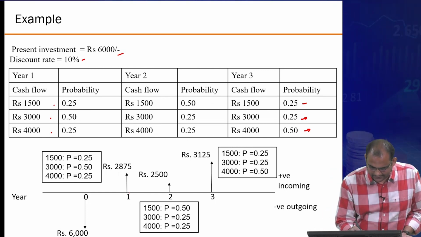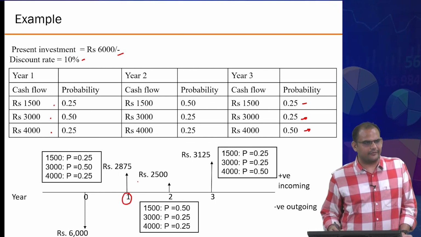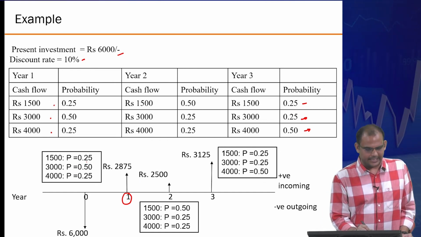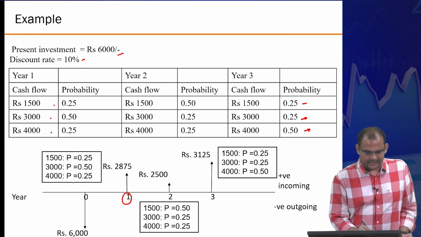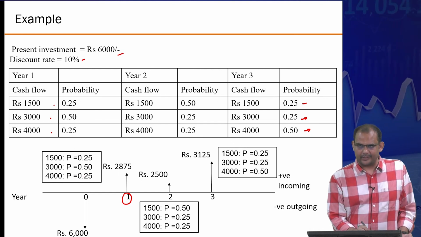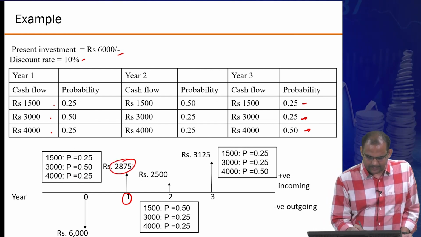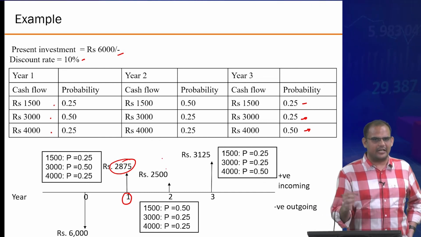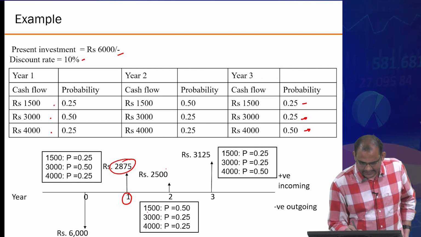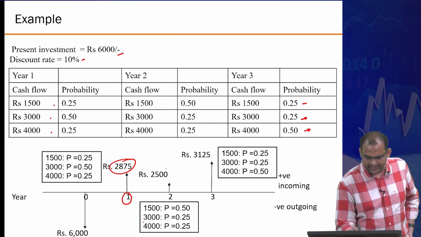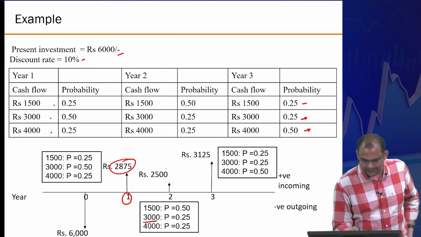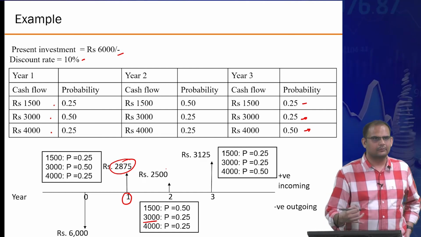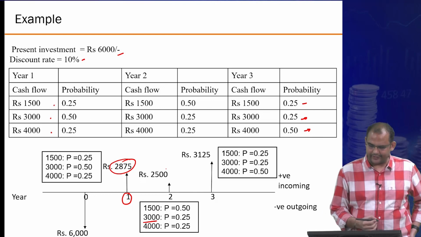In year 1, the expected value of the cash flow is what? 1500 into 0.25 plus 3000 into 0.5 plus 4000 into 0.25. Can you check if this is coming out to be true? Then similarly, the expected value of the cash flow at year 2 is 1500 multiplied by 0.5, 3000 multiplied by 0.25, 4000 multiplied by 0.25, and the addition of that.